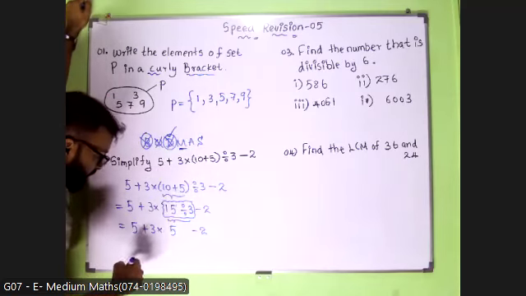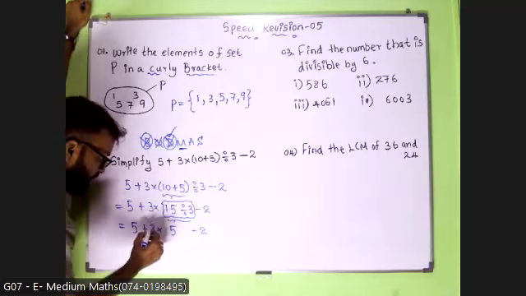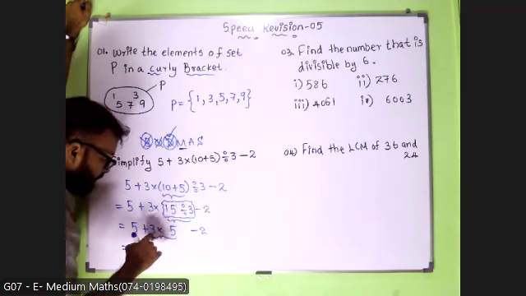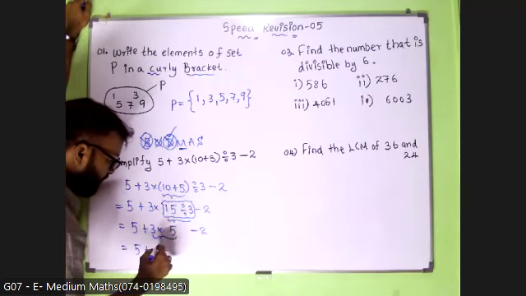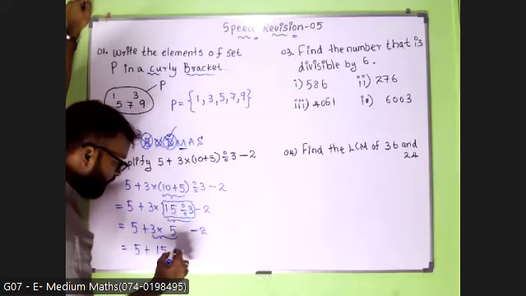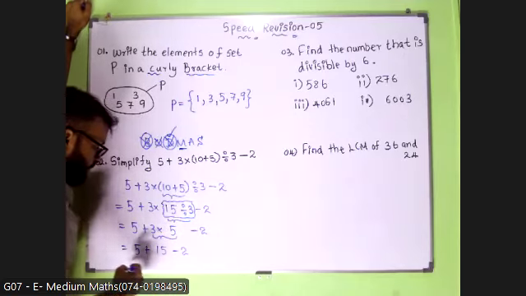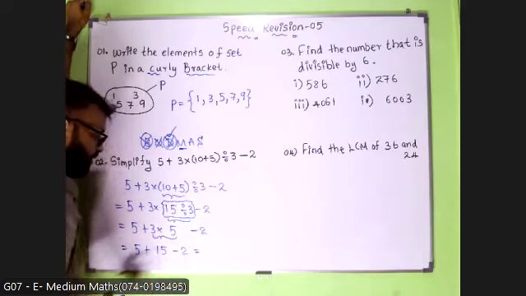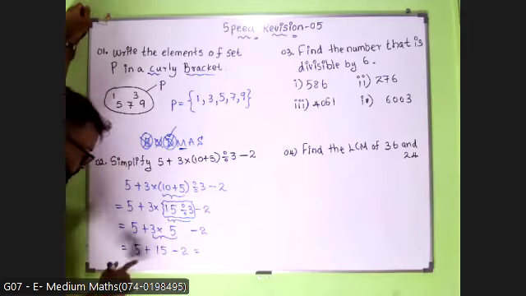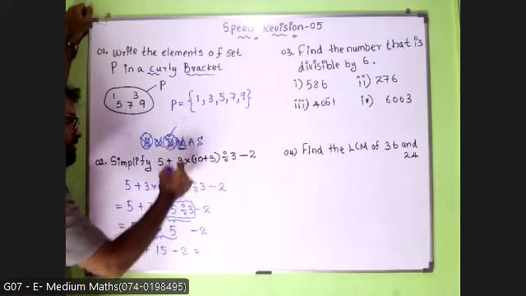Are there any multiplications? Yes, here I have a multiplication. I need to do this first. I am not going to touch any other thing. 5 plus 3 times 5, 3 times 5 is 15. Then 15 minus 2. Very beautiful. So now multiplication is over.